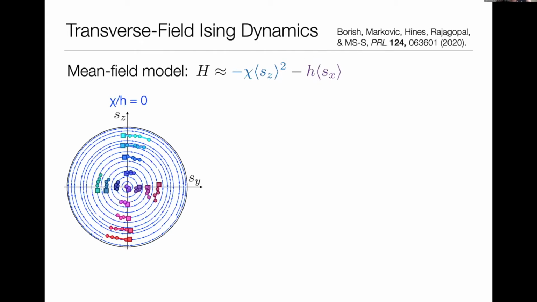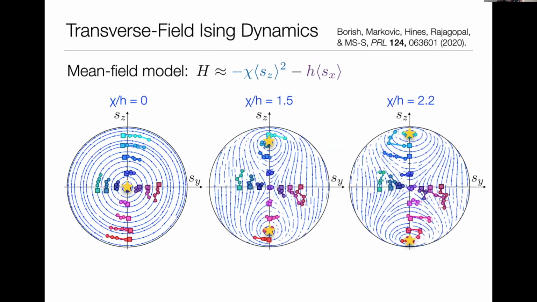If we start to turn on the interactions, we can see how these dynamics change. And in particular, what we start to see happening is that rather than seeing just precession about this one fixed point, we see these two new fixed points that are essentially the ferromagnetic ground states of the Hamiltonian with the Ising interactions.